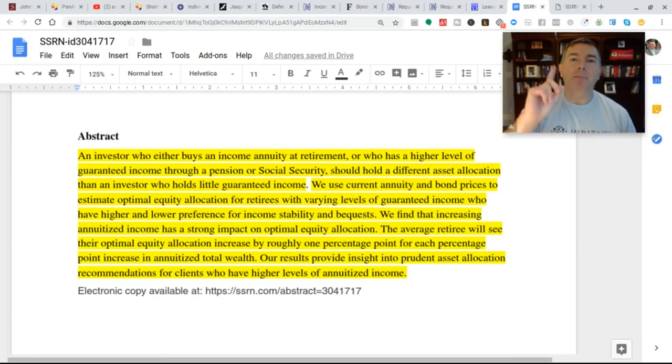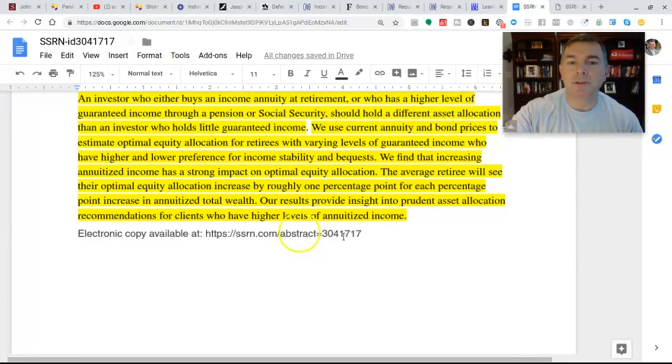So again, 1 percentage point increase in optimal equity allocation for each 1 percentage point increase in annuitized total wealth. And again, we'll dive into that. Our results provide insight into prudent asset allocation recommendations for clients who have higher levels of annuitized income.